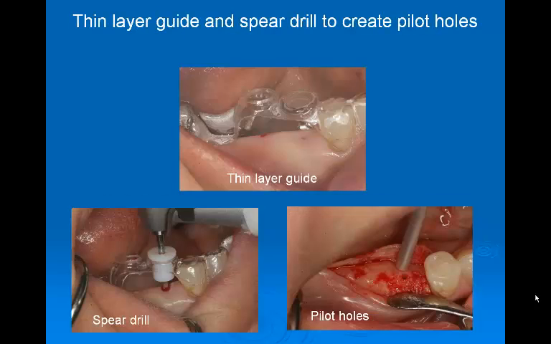A ThinLayer guide is inserted and a spear drill is placed through the guide hole. The tip of the spear drill is inserted into the bleeding point and a 3 to 5 mm deep pilot hole created. Should the position of the pilot hole require change, the pilot hole can be enlarged in any direction and the ThinLayer guide can still be used. If one were using a tube guide, if the entry point or the pilot hole is changed, the tube guide can no longer be used.